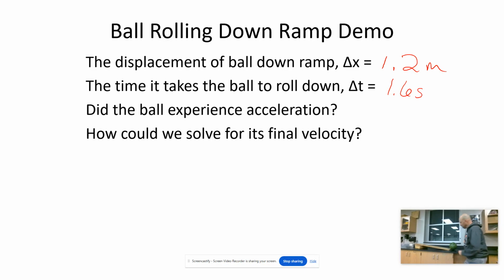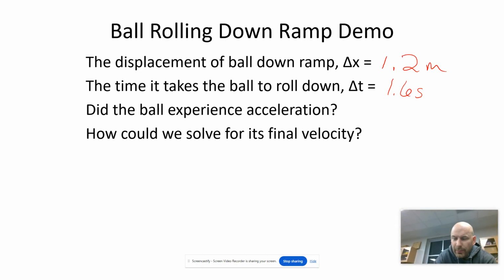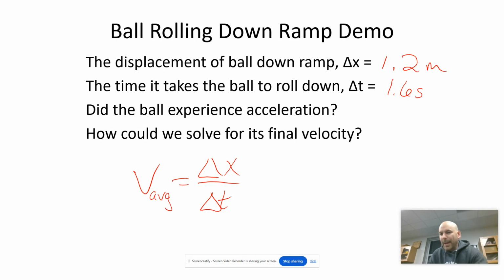Okay. So, could we use velocity equals displacement over time? We've got displacement and time. So I'm like, hey, you know what? I'm looking for velocity. I mean, shoot, I've got all the numbers. But what does this give me? This gives me my average velocity, not my actual velocity.